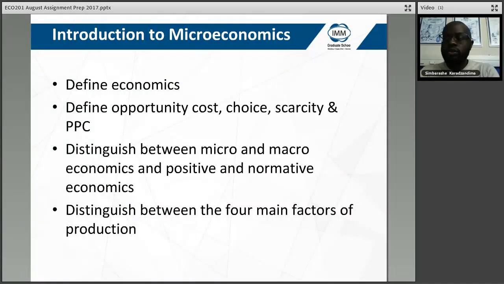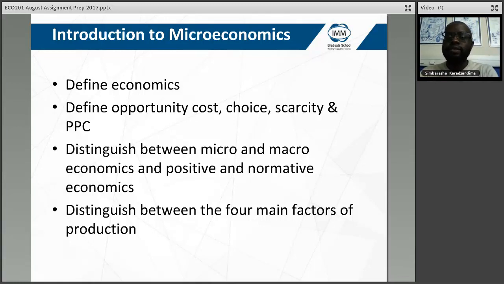When you look at economics, I'm sure most of you have done economics before, right? We need to be able to define what economics is. Economics deals with the fact that our resources are limited, but our wants and our needs are unlimited. So what do we need to do? We need to be able to prioritize. We need to be able to make choices. But those choices come at a cost. That cost is what we refer to as opportunity cost. So economics basically deals with how society addresses the issue of scarcity.